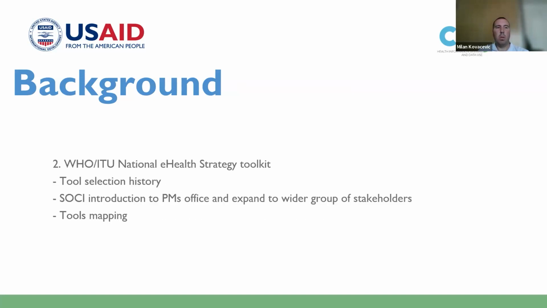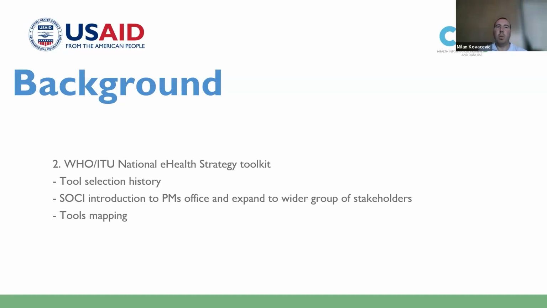In order to provide a framework for the development of the strategy, the strategy and action plan working group led by a digital health advisor selected the WHO ITU National e-health strategy toolkit, and then we at CISU proposed the use of an assessment tool to review the status of the Serbian health information system and provide the foundation for development of the new strategy and action plan.